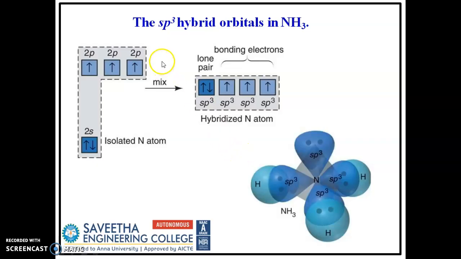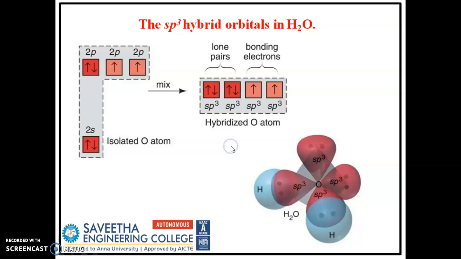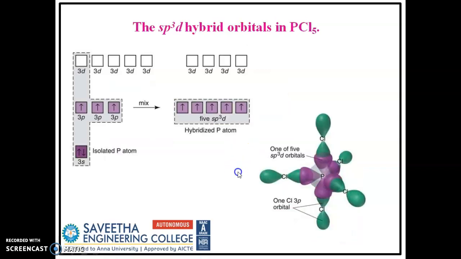These are some of the exception cases of sp3 hybridization. In the same way, you can see the geometry of H2O is bent. Even though it is sp3 hybridization, the geometry is bent and the bond angle is distorted to 104 degrees because of lone pair-bond pair repulsion.